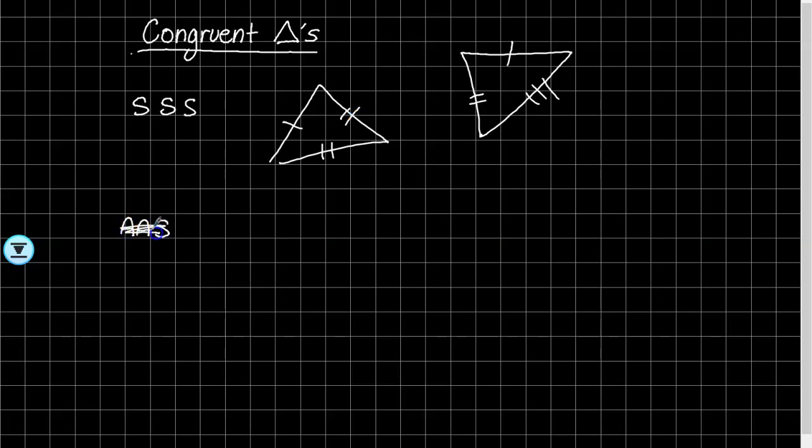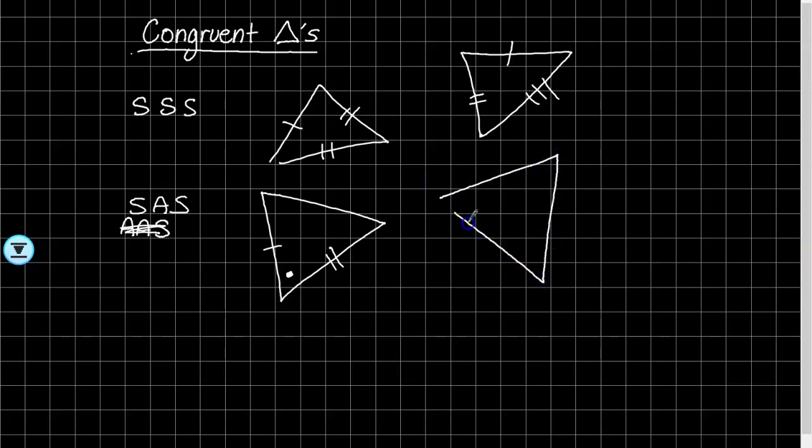Then we have what I call a SAS. Don't sass me, boy. That is if I've got 2 lengths and the angle in the middle. Where have we seen that before? Trig. So what if I have this? Would these be SAS? No, because that angle is not in between the 2 sides. So it's side, angle, side, so that has to be here. And then we can say they're congruent, exactly the same.